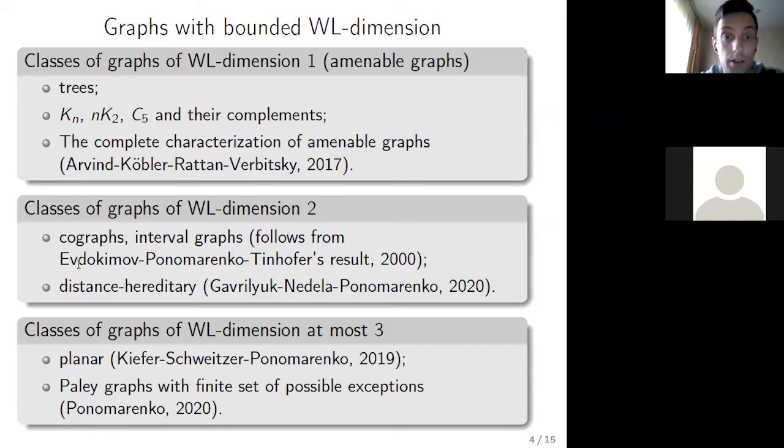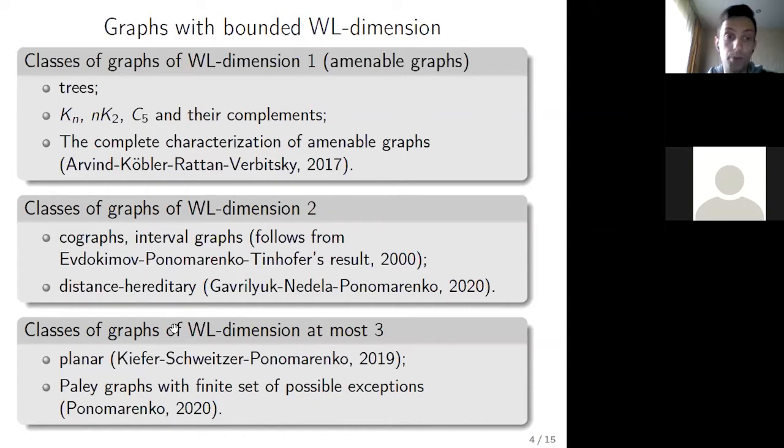Also, interval graphs have Weisfeiler-Leman dimension 2. A graph is said to be interval if its vertices can be associated with intervals on the real line, and two vertices are adjacent if and only if the corresponding intervals have non-empty intersection. The dimension for these two classes of graphs follows from Evdokimov, Ponomarenko, and Tinhofer's result.